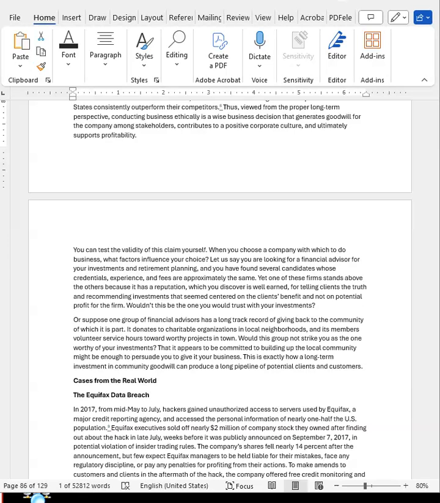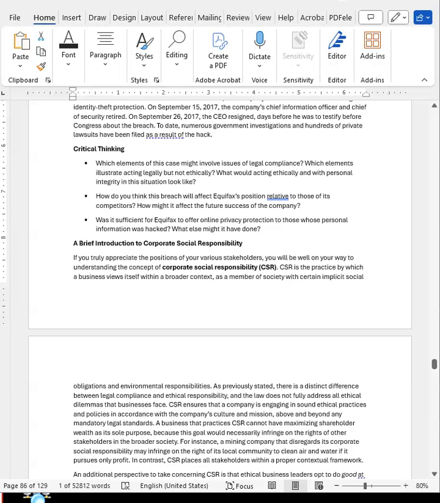To make amends to customers and clients in the aftermath of the hack, the company offered free credit monitoring and identity theft protection. On September 15, 2017, the company's chief information officer and chief of security retired. On September 26, 2017, the CEO resigned, days before he was to testify before Congress about the breach. To date, numerous government investigations and hundreds of private lawsuits have been filed as a result of the hack.